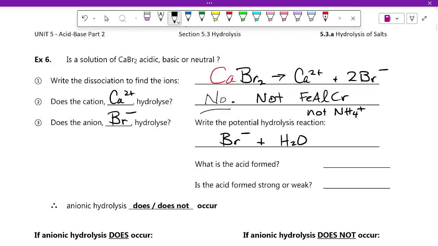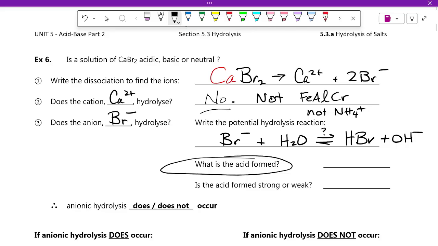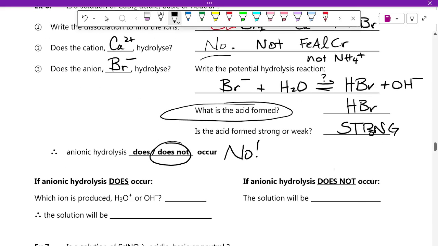See, does it hydrolyze? If it did, we would get HBr and OH minus. And then we have to ask ourselves, what is the acid formed? It's HBr. Is it strong or is it weak? It is strong. Sorry, I've forgotten O in there. Does anionic hydrolysis occur? No. So you can just ignore if anionic hydrolysis does occur because it's obviously not. And it does not, so it will be neutral.